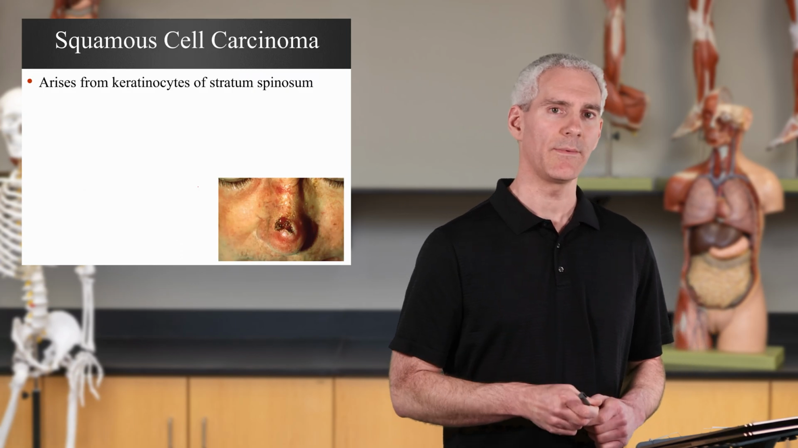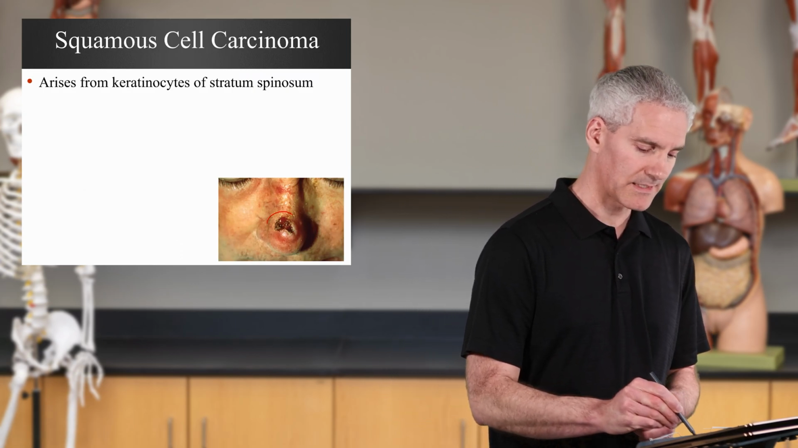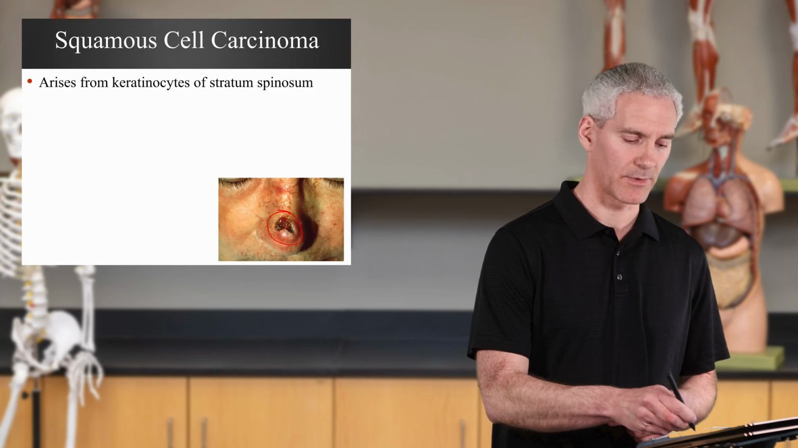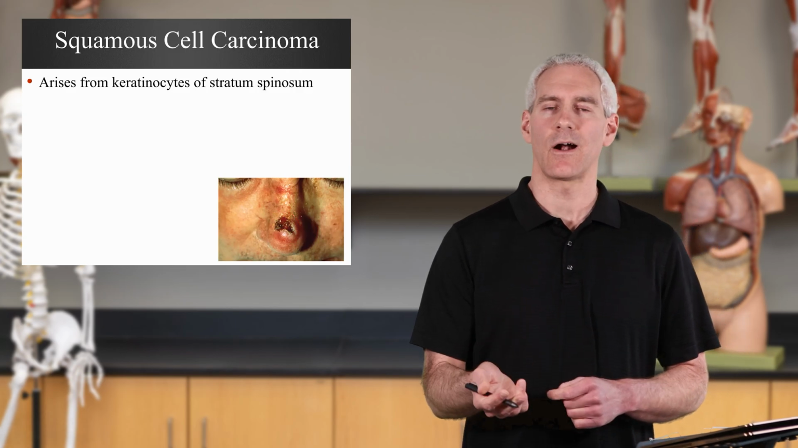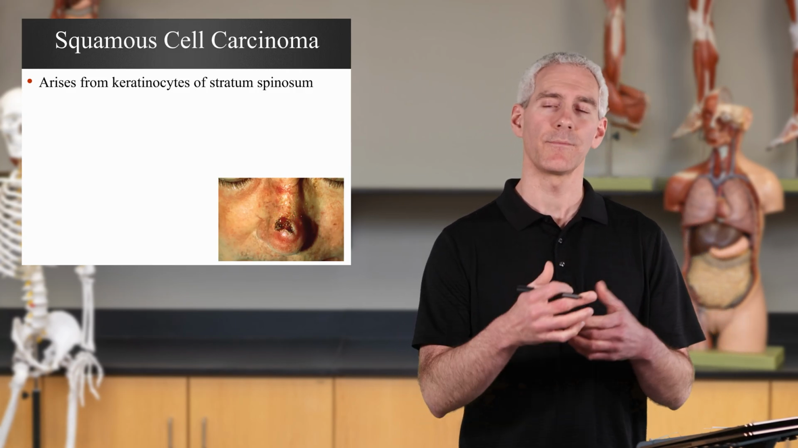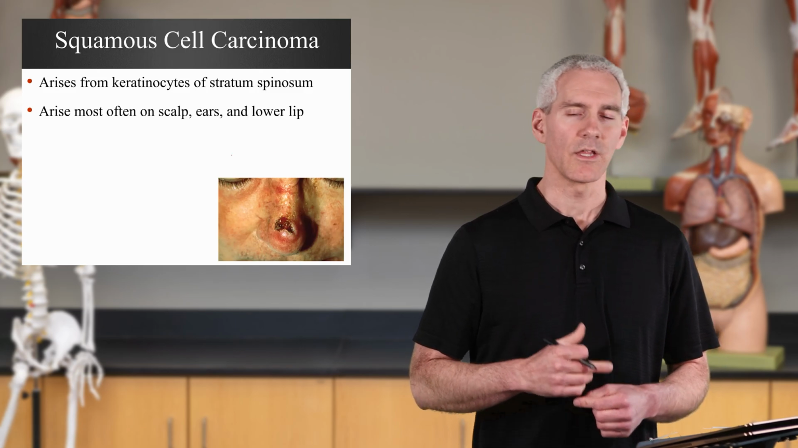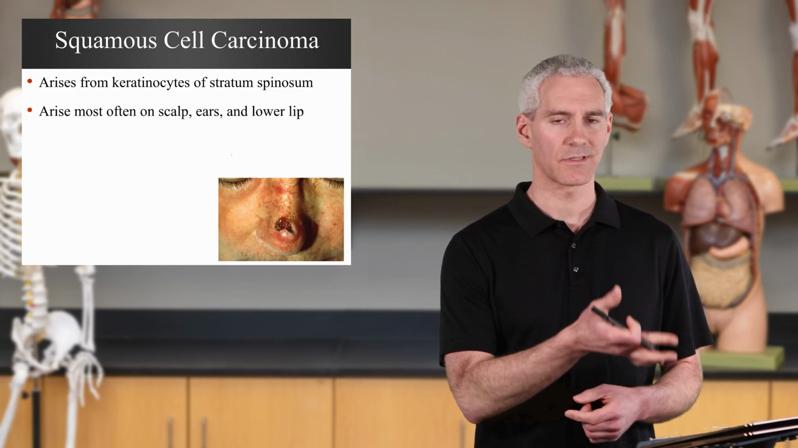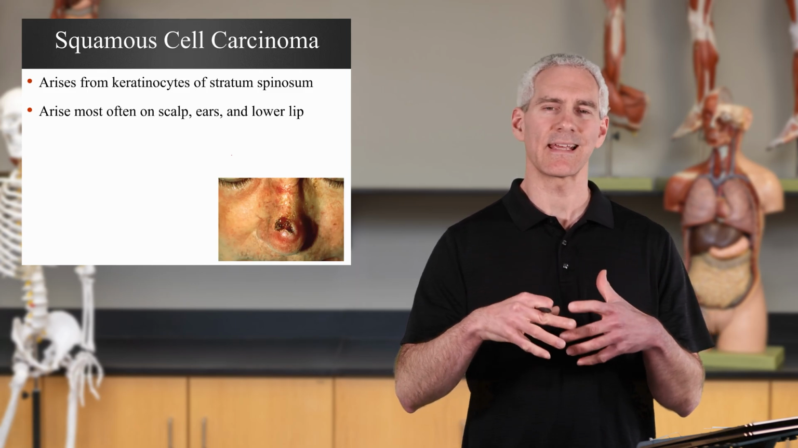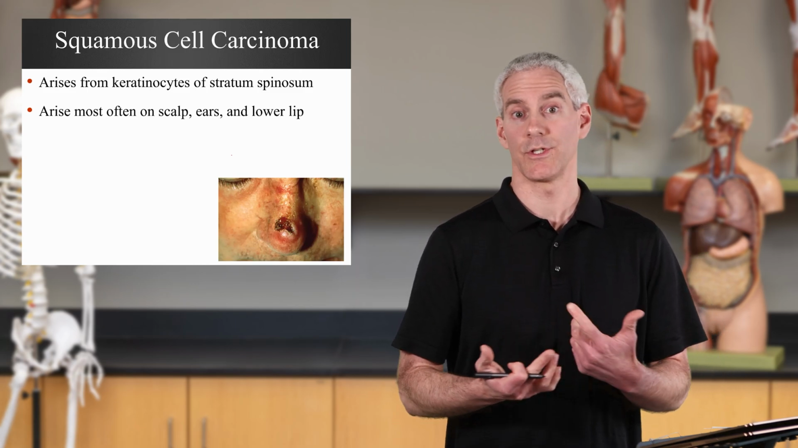Next up is the squamous cell carcinoma. That's this thing you're looking at here, squamous cell carcinoma. Now this comes out of the stratum spinosum, right from the keratinocytes. Usually you'll find it on the scalp, ears, lower lip, places that have constant exposure to sunlight, which is UV radiation.